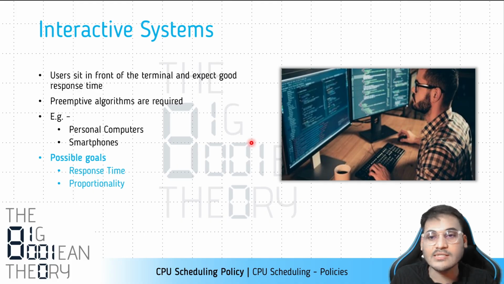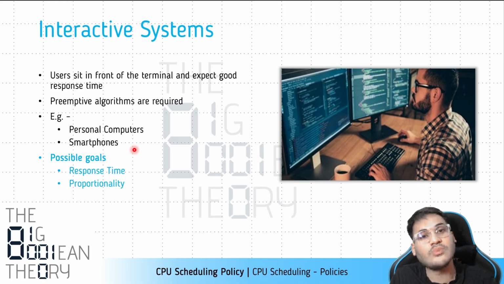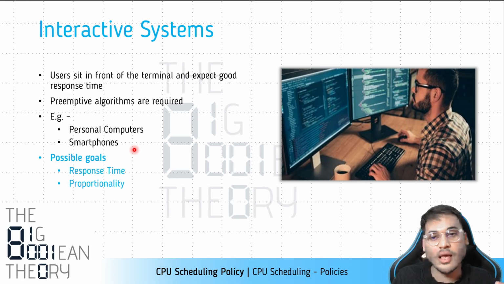So in these cases, first of all, let's talk about the examples. Examples of interactive systems are personal computers, laptops, desktops, right? Smartphones, right? All of these are something that the user directly uses. It's not like batch systems, where the user has submitted some jobs or the jobs have been automated and there is no user as such waiting for the job to complete. In interactive systems, the user is directly interacting, unlike batch systems, and the user is expecting a good response time as they are interacting with the programs.